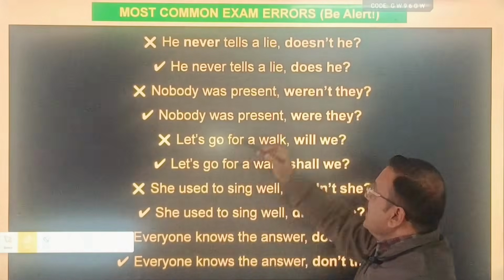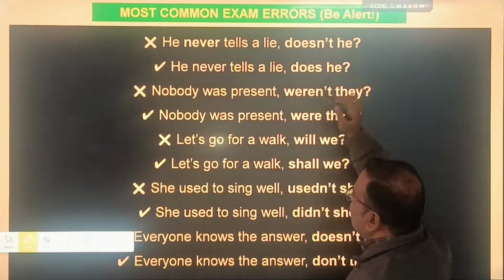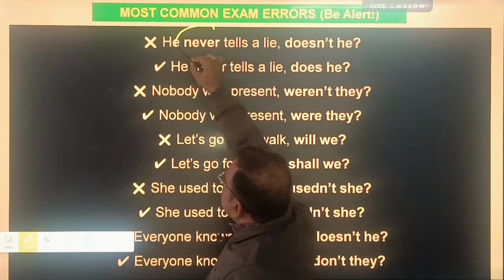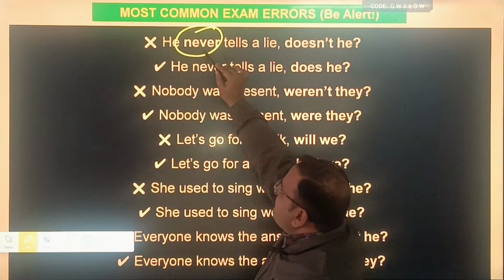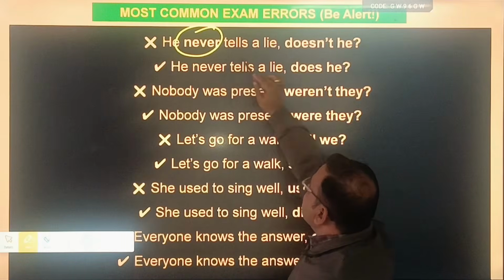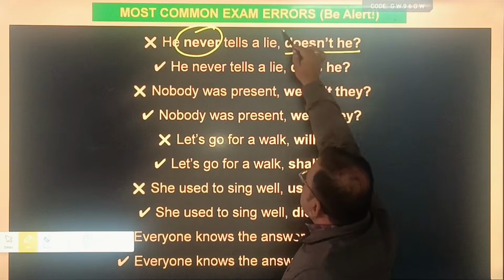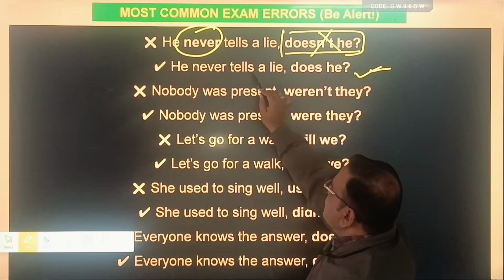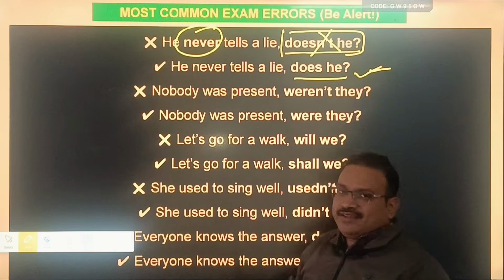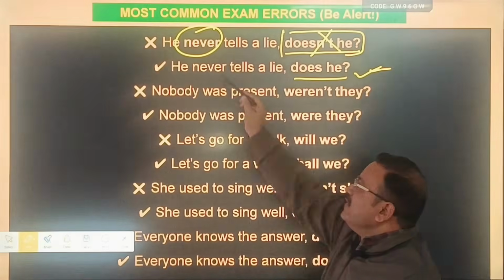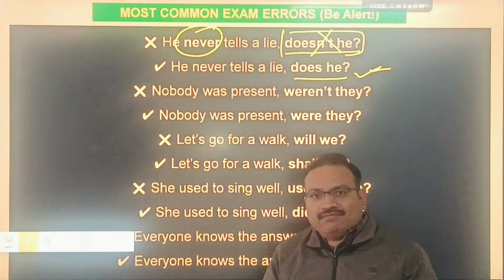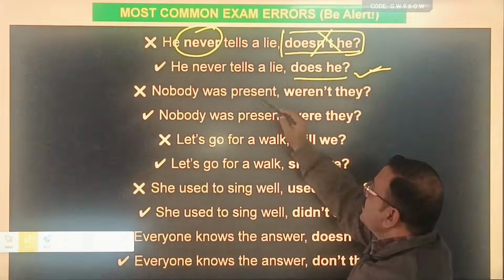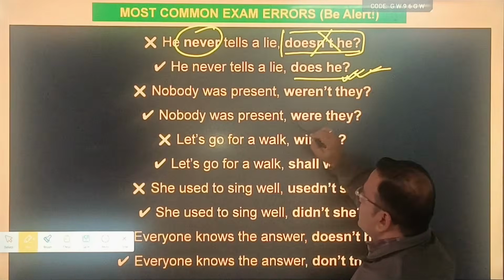Let us revise. He never tells a lie, doesn't he? Why is it wrong? Never. When you have never in the sentence, then the tag has to be positive. So it is wrong. What is right? He never tells a lie, does he? I have told you that when you have never, hardly, scarcely, the words you have in a sentence, then the tag will be positive. So the tag has to be positive.